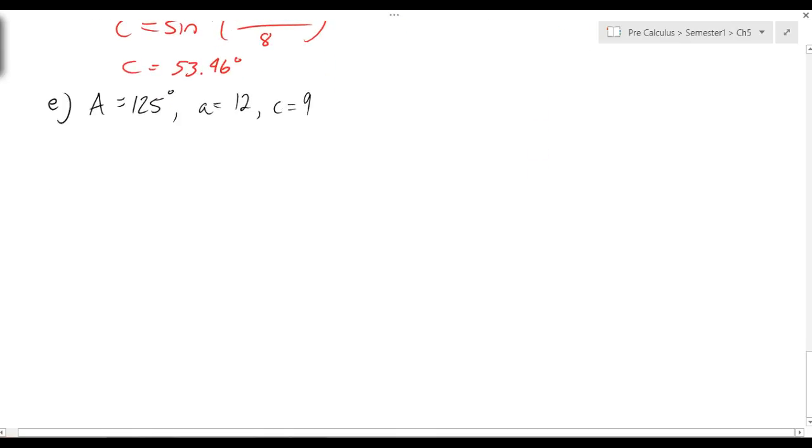Go ahead and try this last one on your own. Pause the player, work out the problem, see how many solutions you get, and then press play again when you're ready to see the solution worked out.